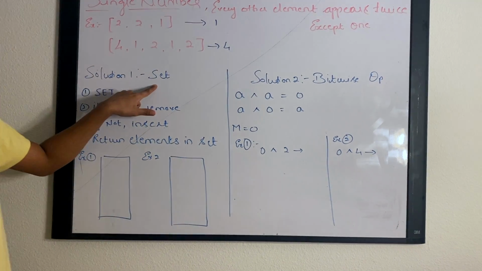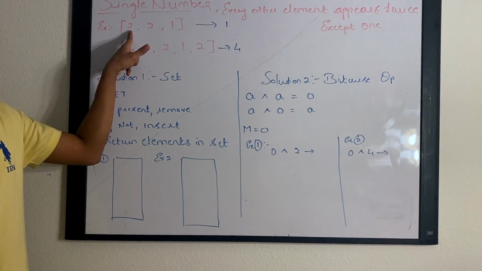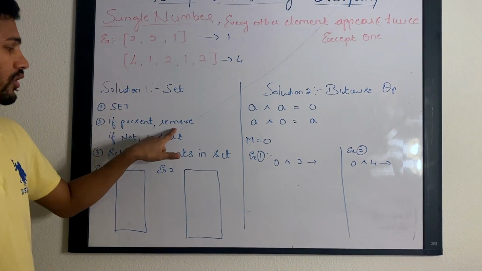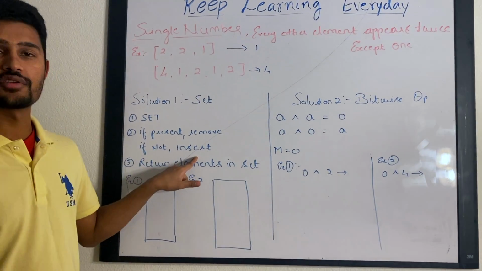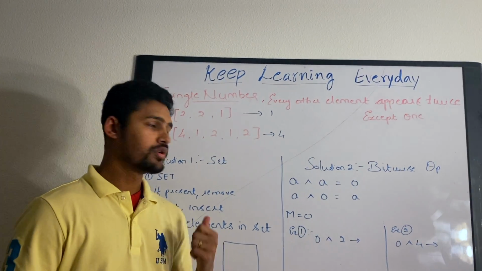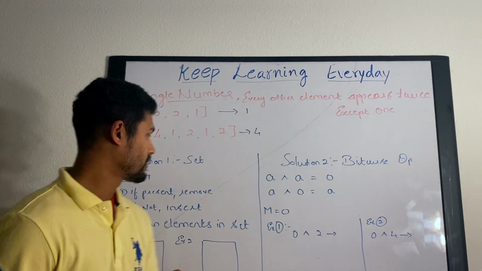So in the solution including set, you pick an element and try to see if it is there in the set. If it is there, you're gonna remove it. If it is not there, you're gonna insert it. So in this way, the set will contain only one element at the end which occurs only once.